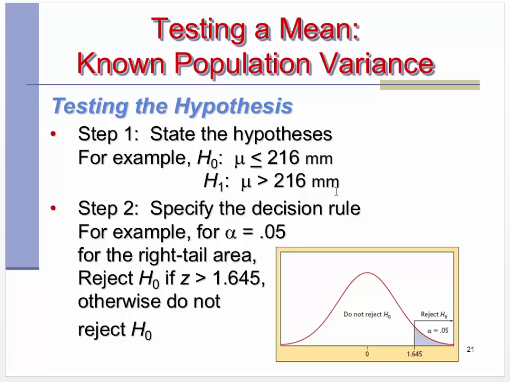Now how do we test it? Then we need to specify the decision rule first. For example, for alpha 0.05, that's most commonly used, that's 95%. And for the right-tail area, reject the H0 if z is larger than 1.645. That's the critical value of z, right? Otherwise, we do not reject null. If it's larger than 1.645, that means in this region we reject null. We conclude H1, that the diameter is larger than 260 millimeters. If not, we do not reject null. Maintain the null. We keep the null. Okay.